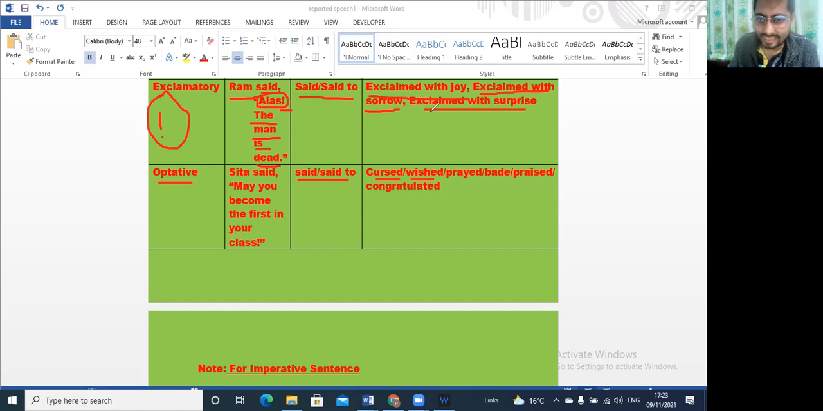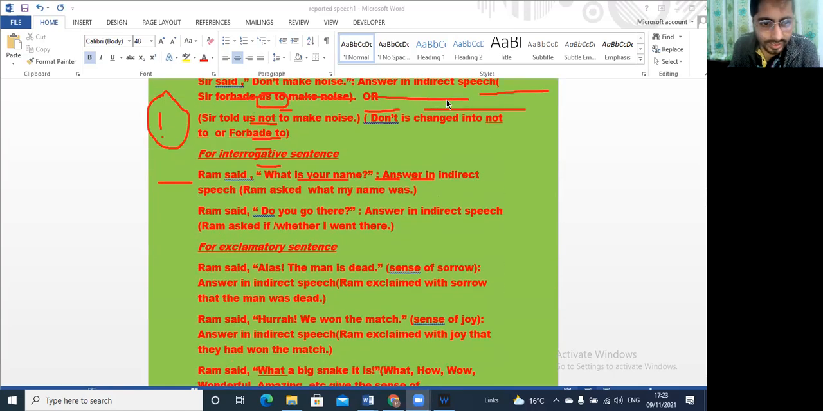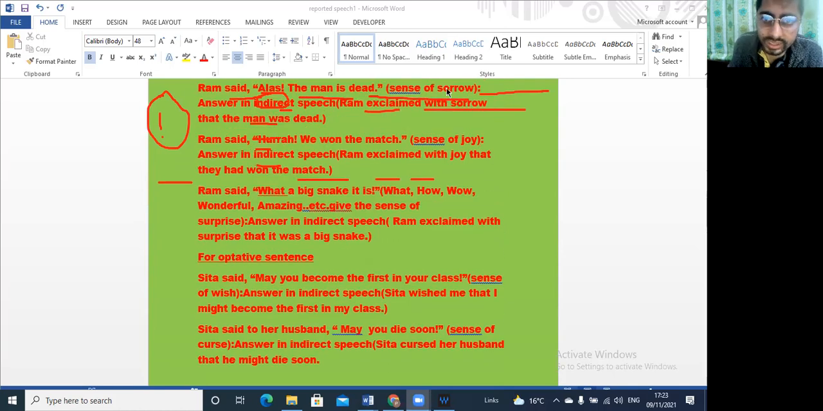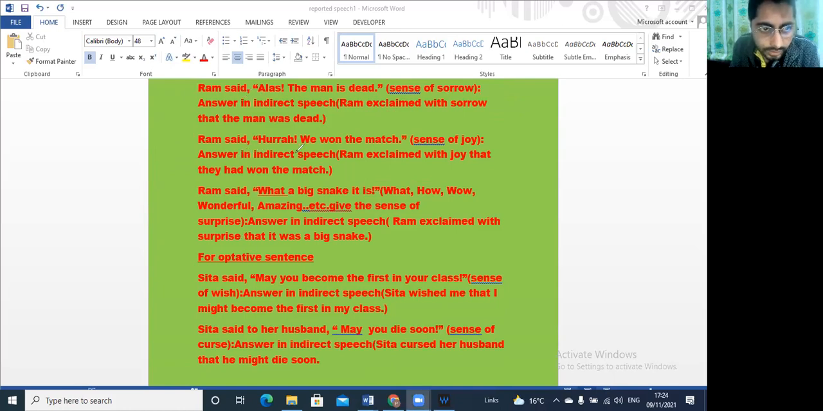Now let's move downside. We are going to discuss some of the important examples of exclamatory and optative sentence. While we talk about exclamatory sentence, okay, Ram said, alas, the man is dead. Let's talk about the reported statement at first. Alas here represents the sense of sorrow. It is given over here.